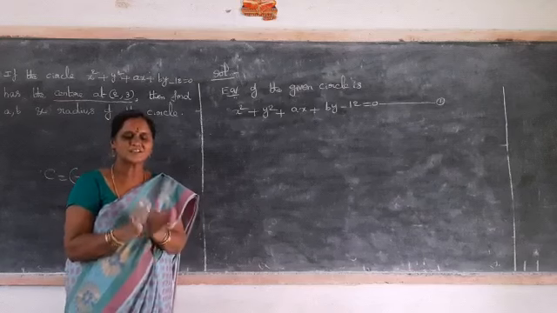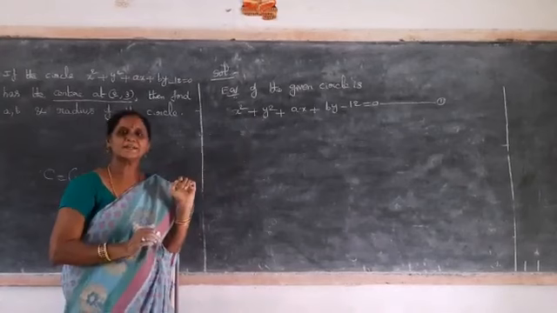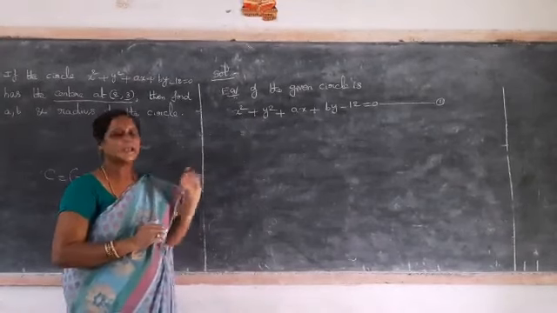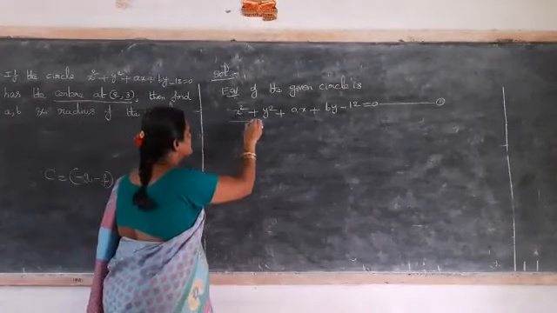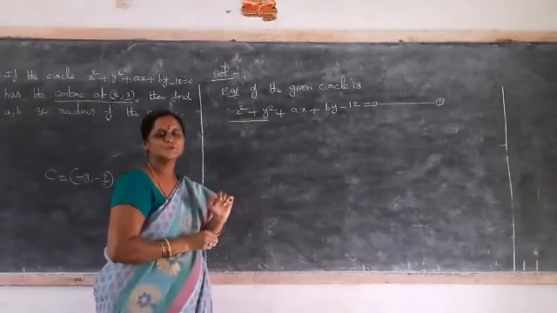Just stop for 1 second. Can we find g, f, c or not? Yes, we can find it, because it is in standard form, x square plus y square plus and so on is equal to 0.